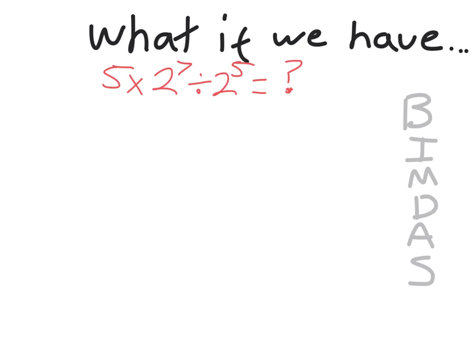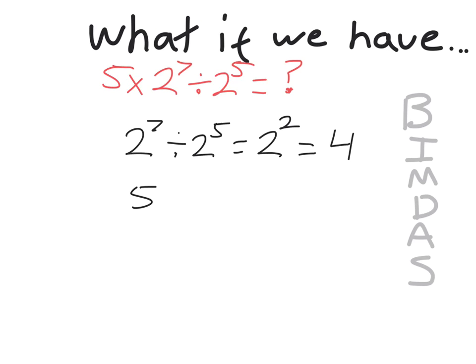So for example, we'd just have 2 to the power of 7 divided by 2 to the power of 5, all right, which is the same as 2 to the power of 2, or 7 take 5, which is 2, all right? We can even further evaluate that, because we know 2 to the power of 2 is 4. So then we're just now left with 5 multiplied by 4, which equals 20.